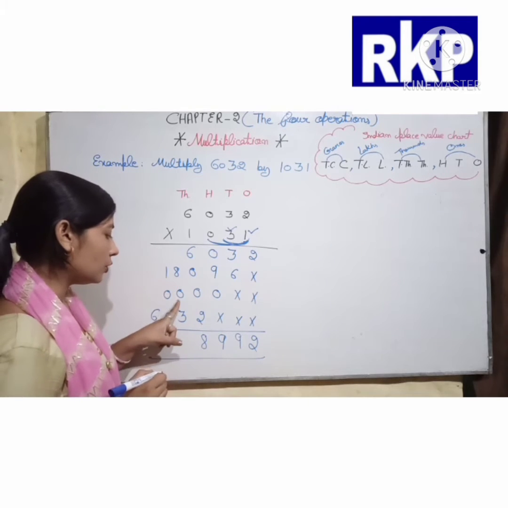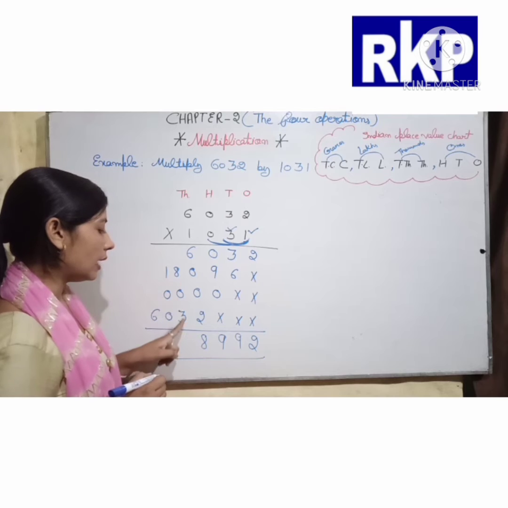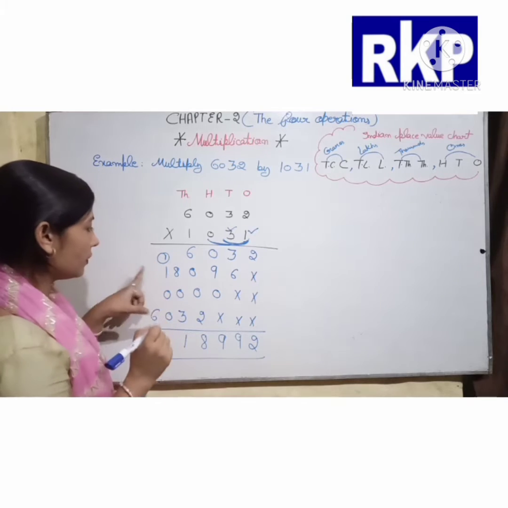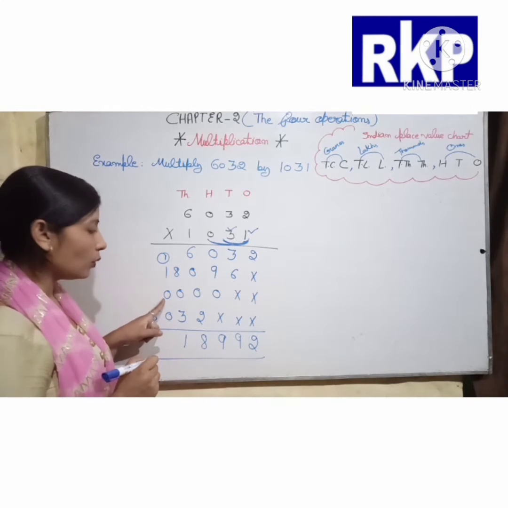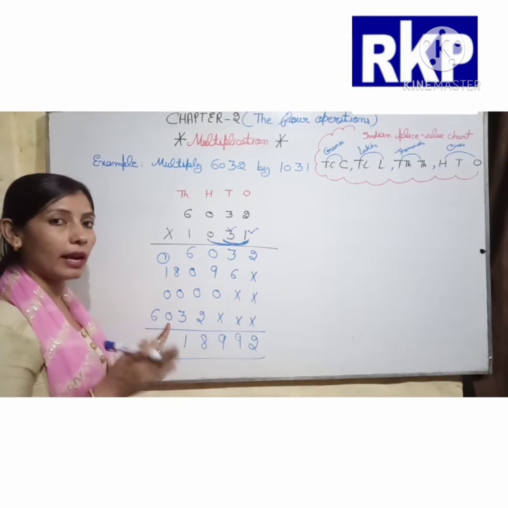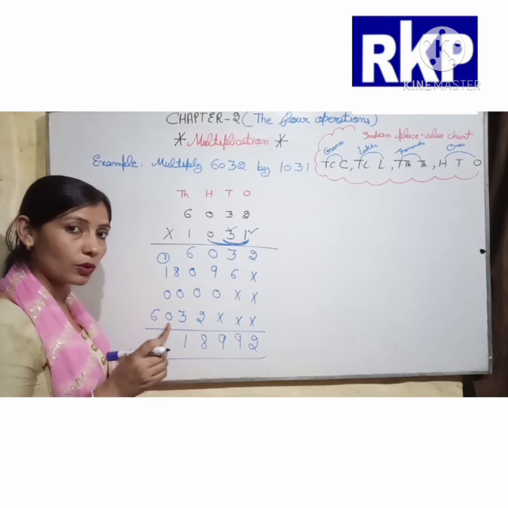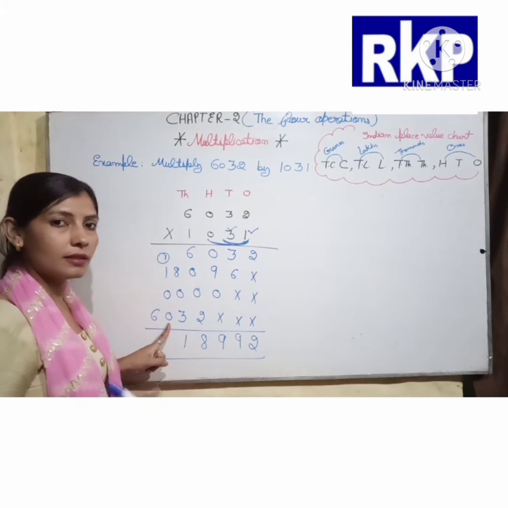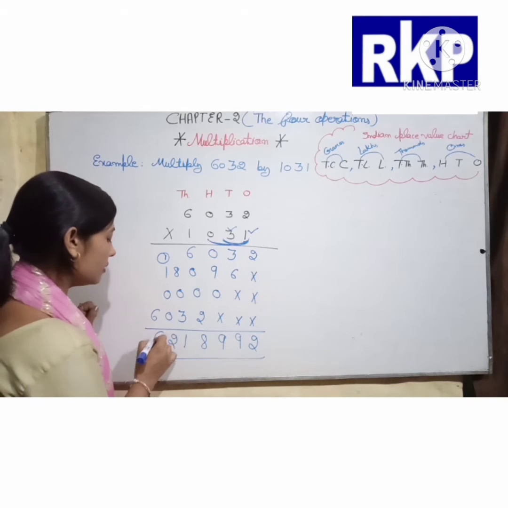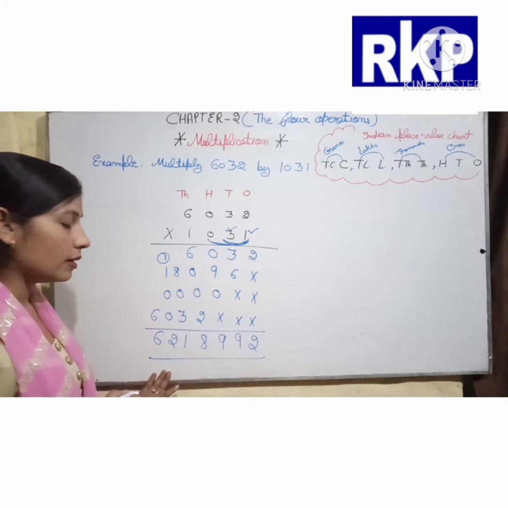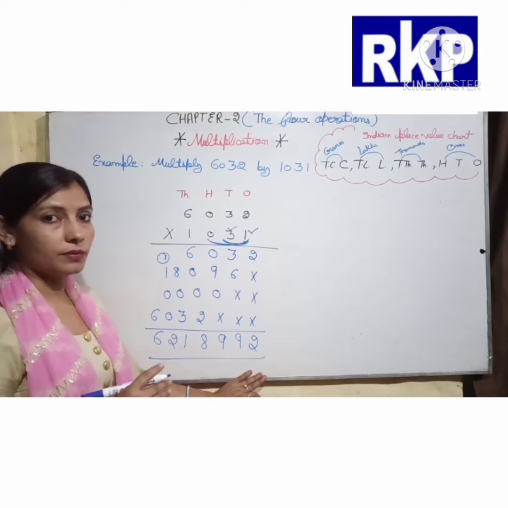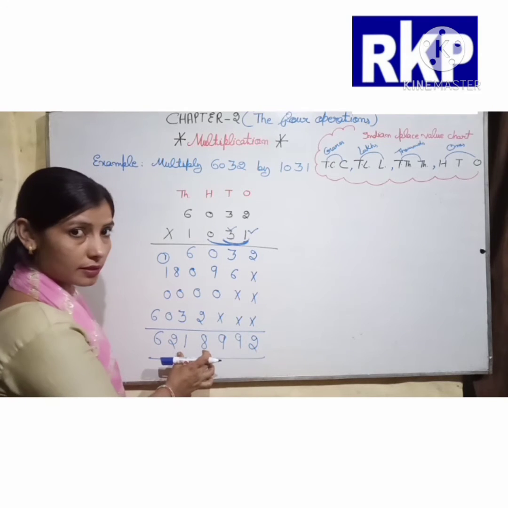Here 8, 0 and 3. So 8 and 3 will be 11, and 1 will be carry. 1 and 1, 2. 2 plus 0, 2, because when we add 0 to any number, we get the same number. So here we get 2 and here 6. So it's our answer. And what is this number beta? First we have to put commas according to periods.